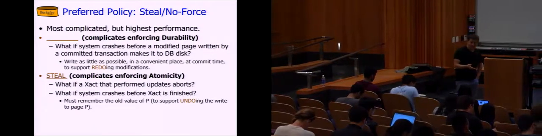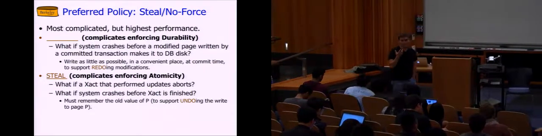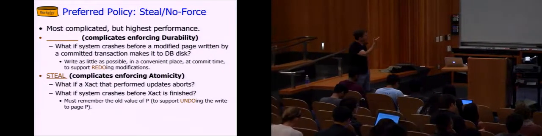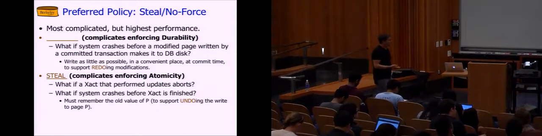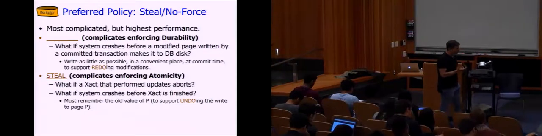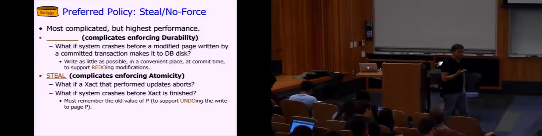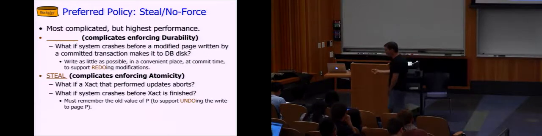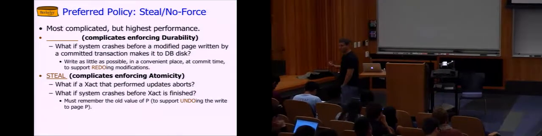Database will crash. When the database comes back up, it has to observe that durability contract. It has to redo the effects of the transaction. So what if the system crashes before the time that a modified page of a committed transaction makes it to the database disk? Somewhere, somehow, we have to record the information that would have been written so that we can redo it.